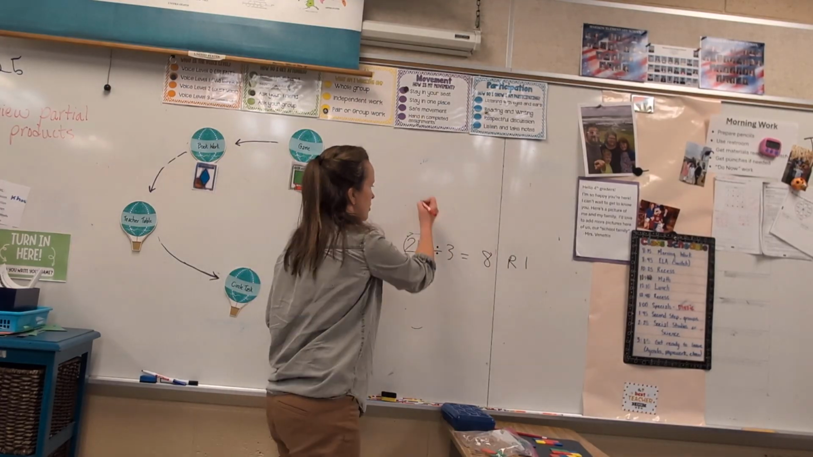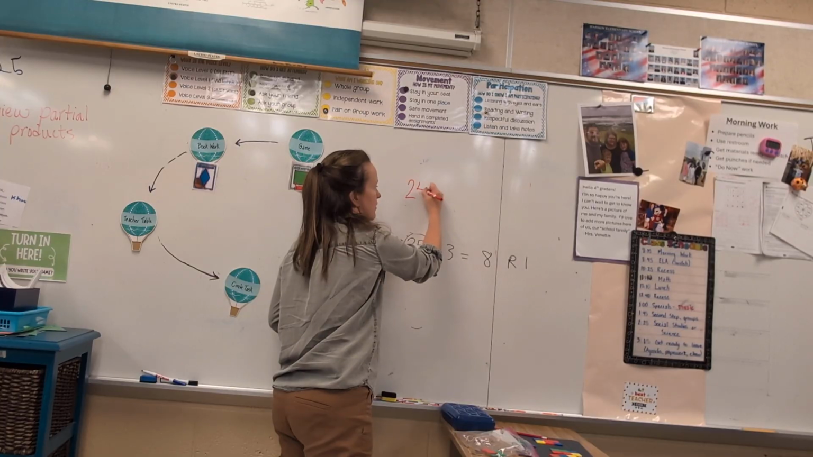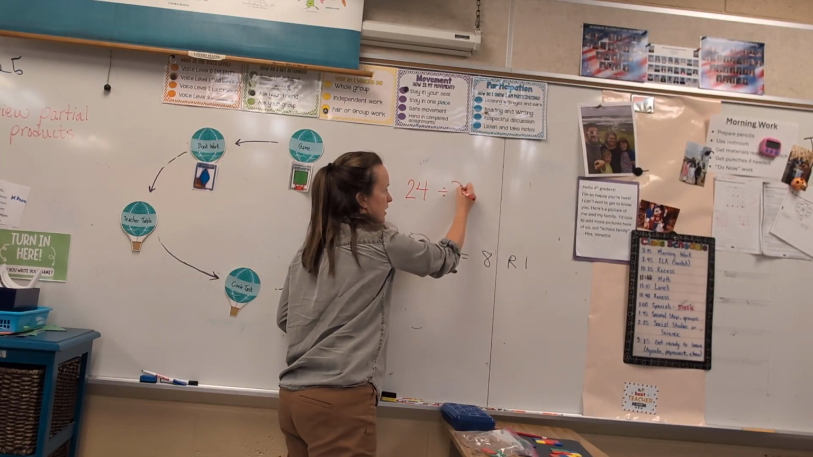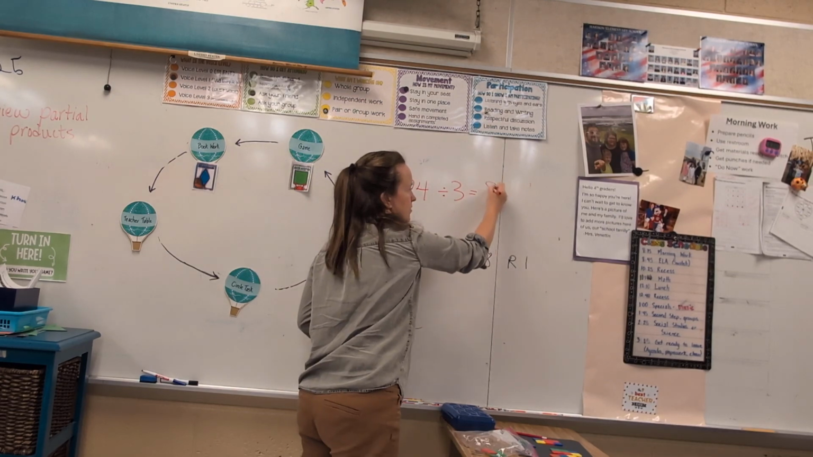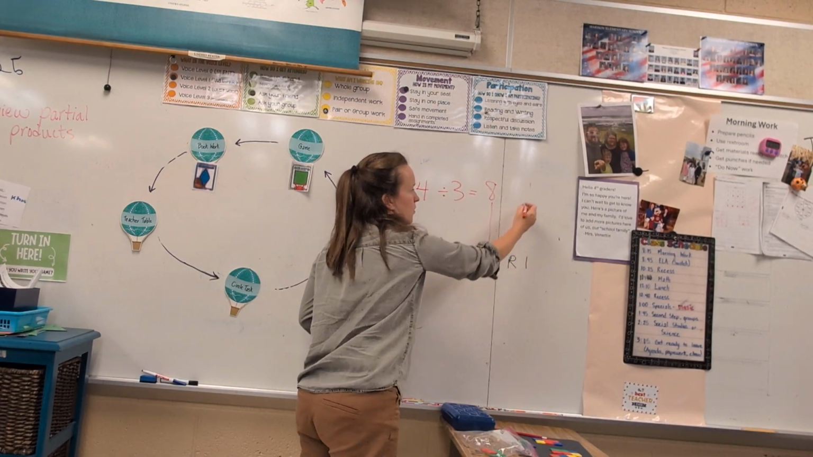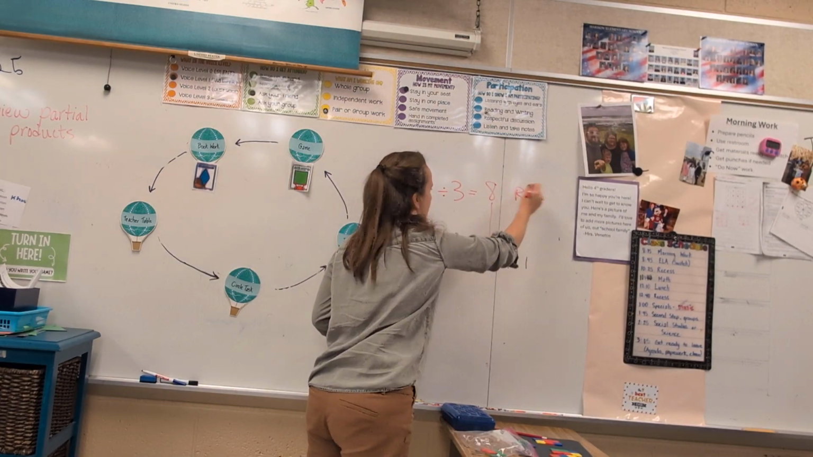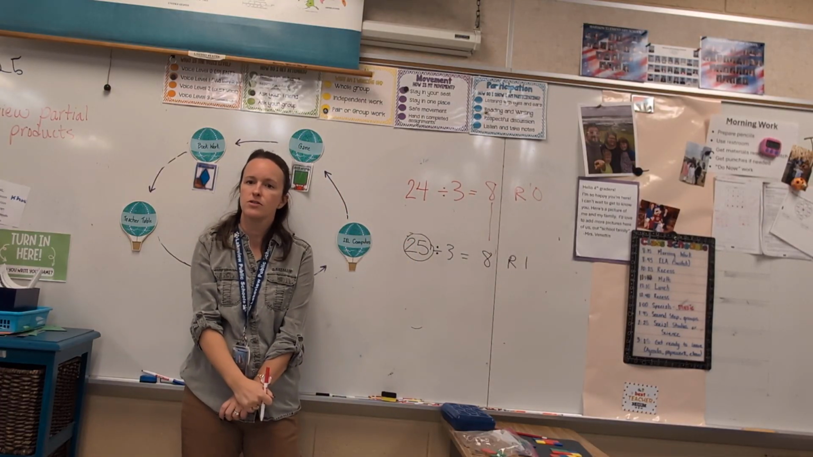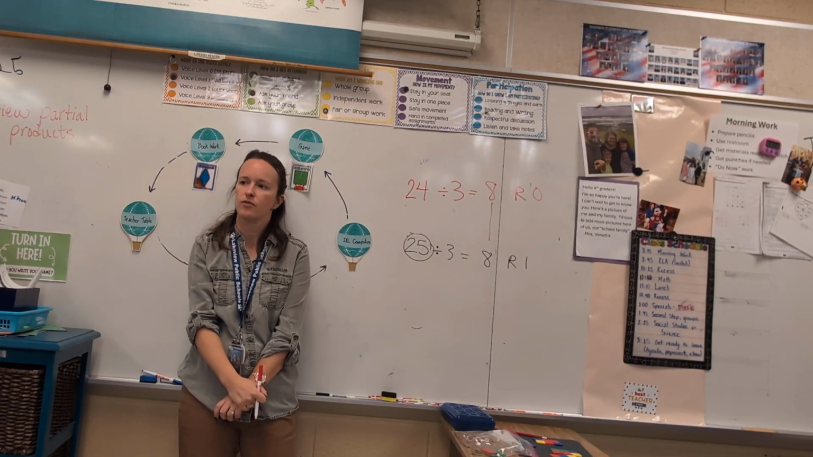Yeah, he could have had 24. If he had 24 students, that would get no remainder, right? Because then you would have 8 with nobody left out. So we just took 1 away here. What else do you think would work? Sophie?